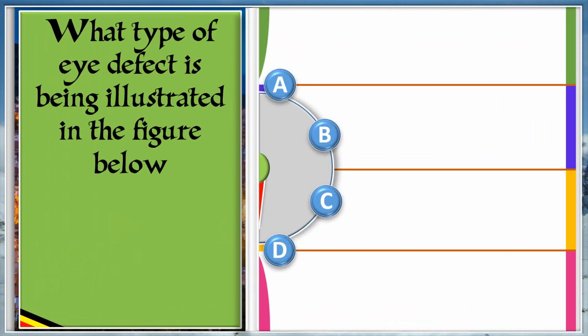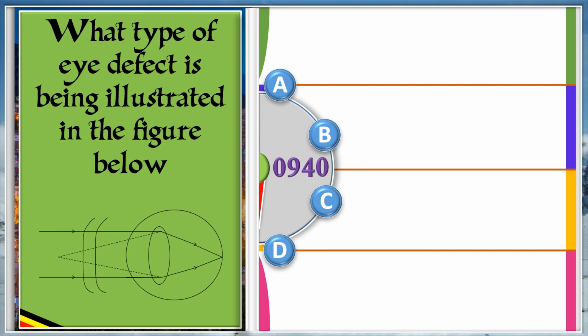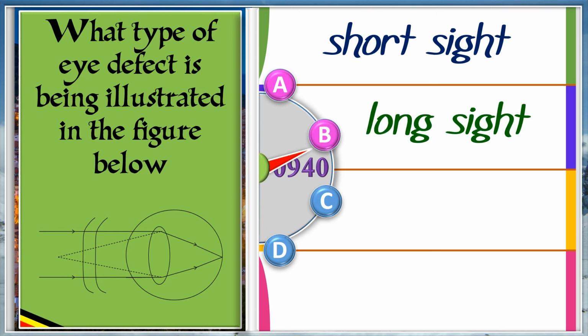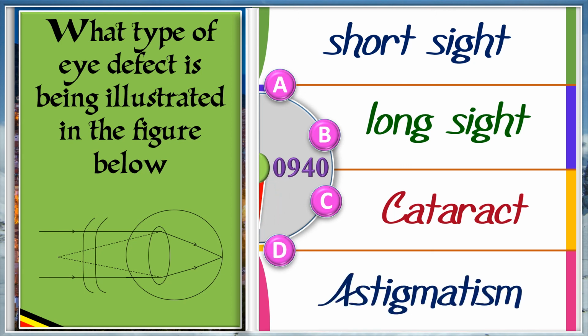What type of eye defect is being illustrated in the figure below? A. Short sight. B. Long sight. C. Cataract. D. Astigmatism. And the answer is A. Short sight.